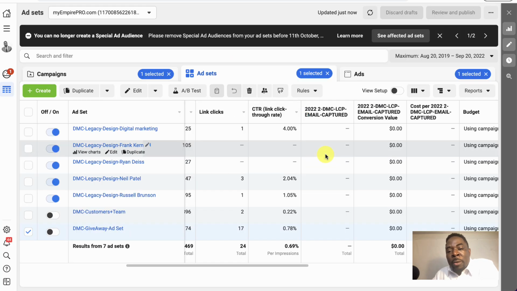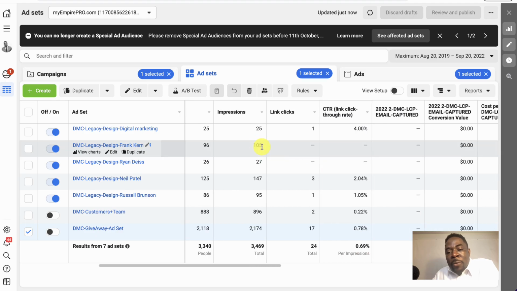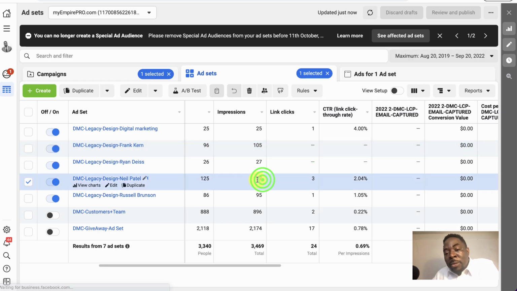I can literally go in my Facebook and I can see here that 105 people have seen this ad, but I can see that nobody is clicking on it. But I can see that 147 have seen this, but 3 people have clicked on this, right? I'm able to see results. And I can see the clicks.